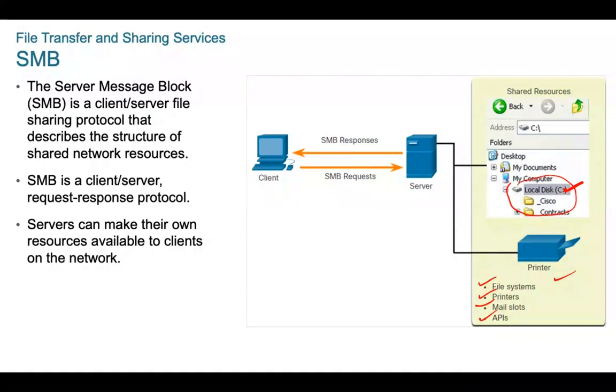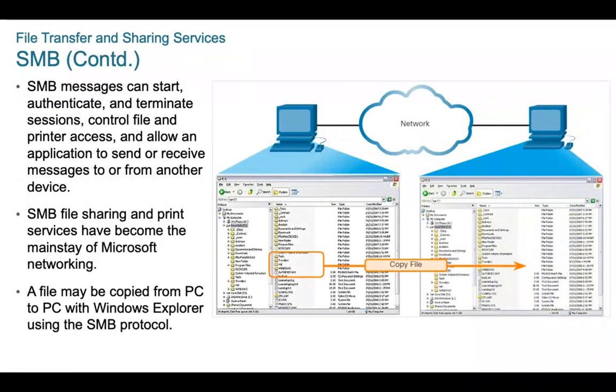So which allows the application to send or receive messages to or from another device. This SMB file sharing and the print service have become the mainstay of Microsoft networking. Basically, you can see in this case, if there are two different clients trying to share information, they can use Microsoft networking for copying files from one device to another device.